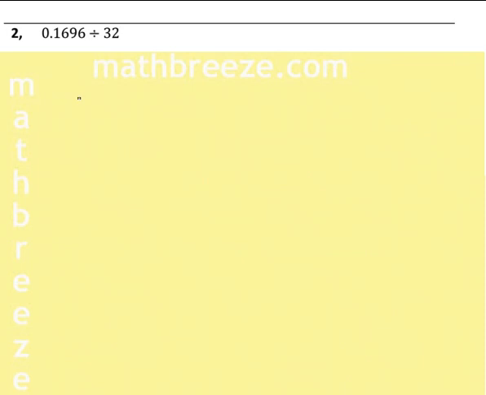Okay, now we're going to divide 32 into 0.1696. Again, our divisor doesn't contain a decimal point, so all we have to do is bring up this decimal point into the quotient and start the division. So let's do 32 into, well, 32 doesn't go into 16, but let's try 32 into 169, and that's about, let's say 5. Let's try 5.